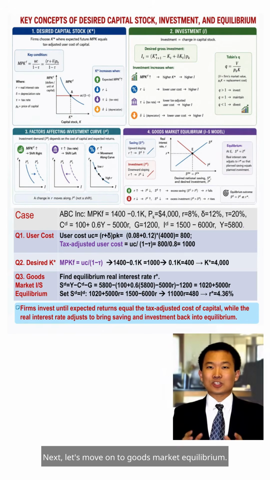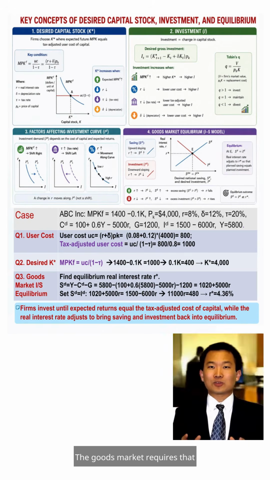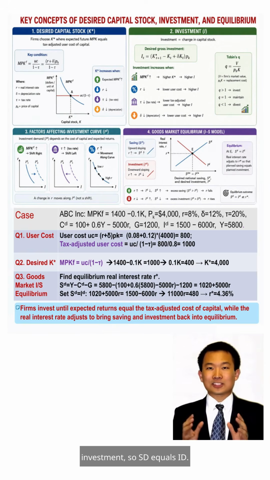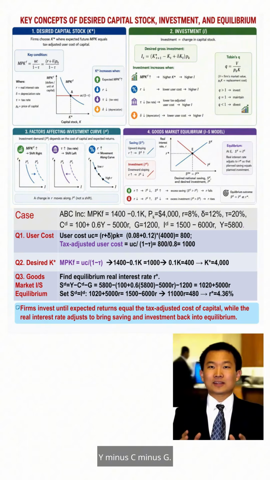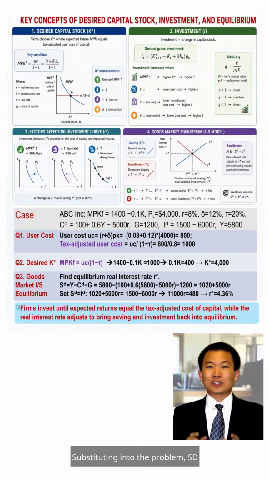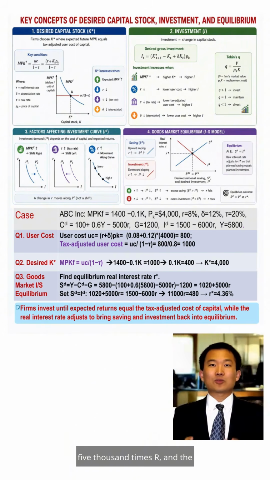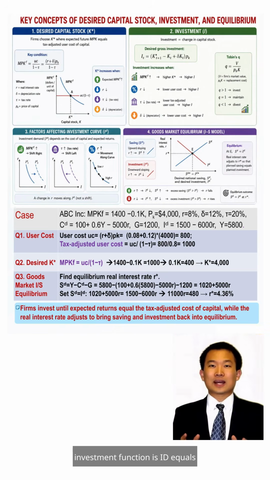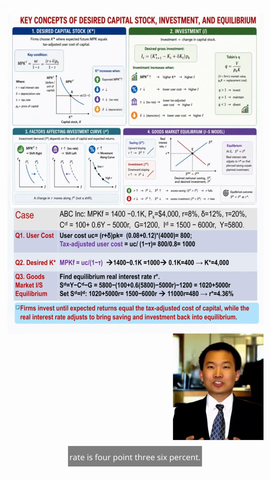Next, let's move on to goods market equilibrium. The goods market requires that desired savings equal desired investment, so SD equals ID. First, calculate savings. S equals Y minus C minus G. Substituting into the problem, SD equals 1,020 plus 5,000 times R, and the investment function is ID equals 1,500 minus 4,000 times R. Setting the two equal, S equals I, so the equilibrium real interest rate is 4.36%.